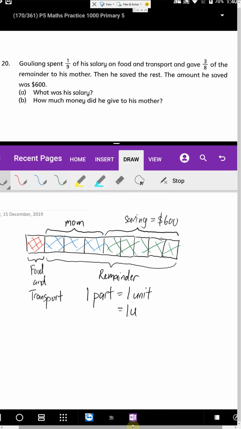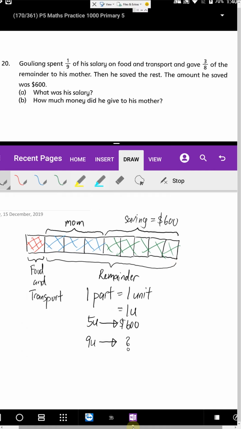Okay. Now from here, we know how many units for saving? There are 5 units. 1, 2, 3, 4, 5. So you know that 5 units represent $600. Okay, so now what's the question asking for? The question asks what was his salary. So for salary, we got how many units? There are a total of 9 units, right? We divided into 9 parts, that means 9 units. We're going to find out the amount of money represented by 9 units.